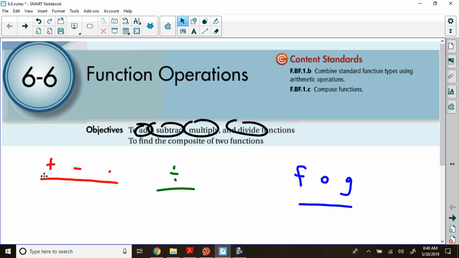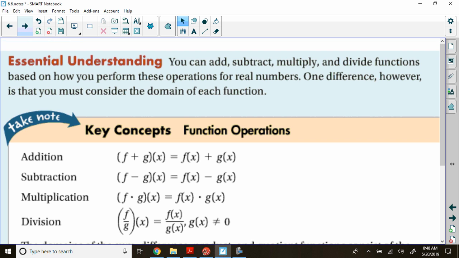The Common Core Content Standards are F.BF.1b and F.BF.1c, combine standard functions using arithmetic operations and compose functions. So these are in the Common Core curriculum, and that's why we're looking at this.